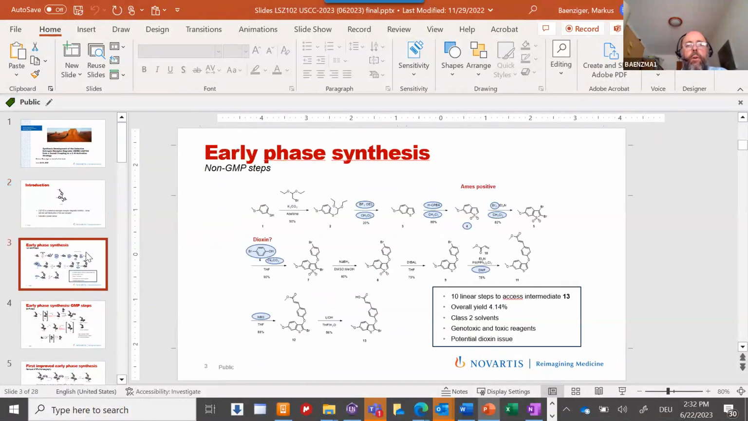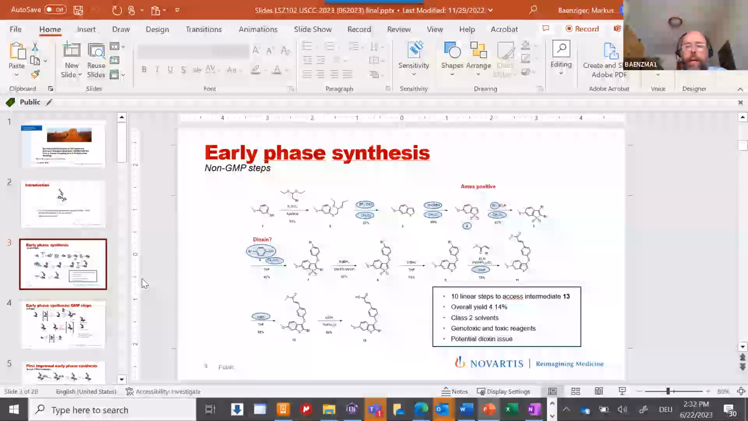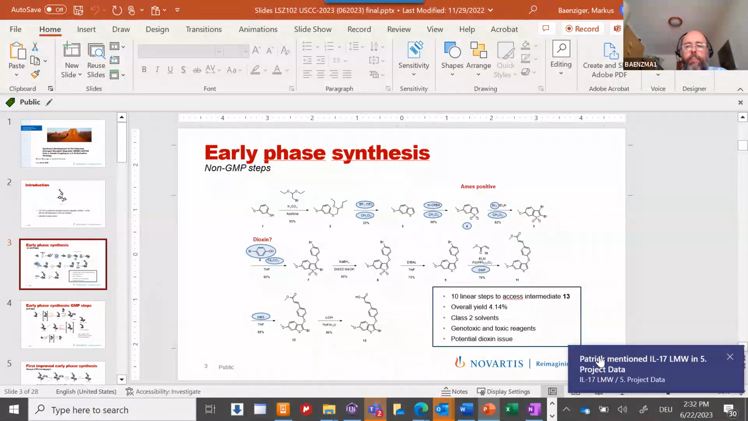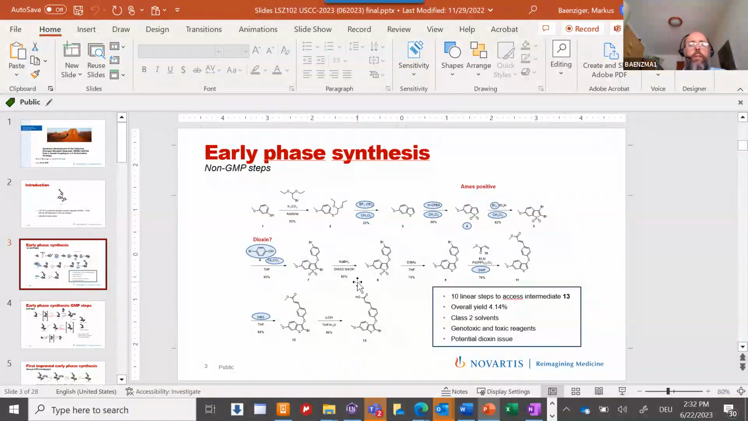cancer. The early phase synthesis was a long 10 linear steps to the API starting material. It started from 3-methoxythiophenol. The first step was an alkylation with bromoacetaldehyde diethyl acetal, followed by a cyclization to make the benzothiophene ring. The thiophene was oxidized to the sulfone, then brominated here. We had a 4-bromophenol SNAr reaction.